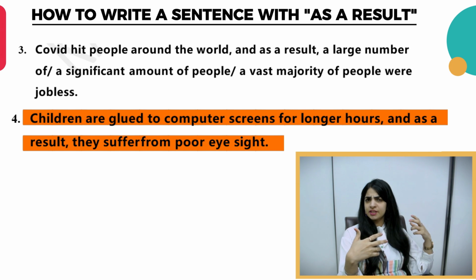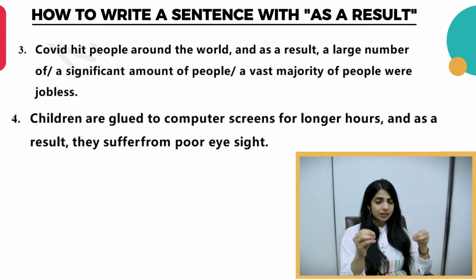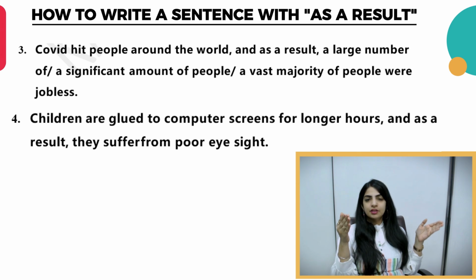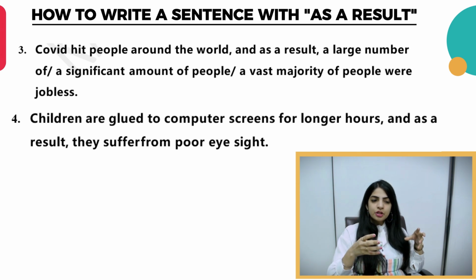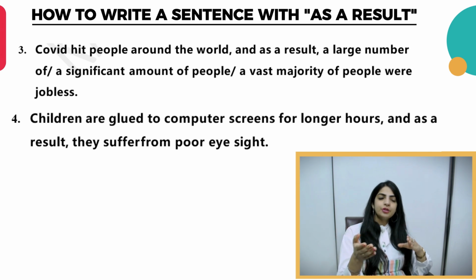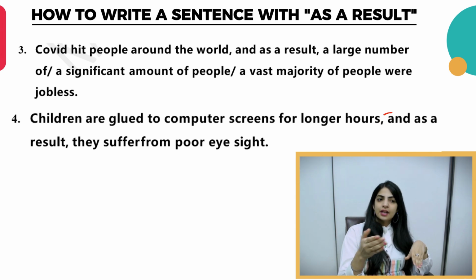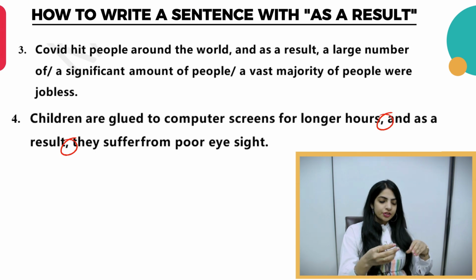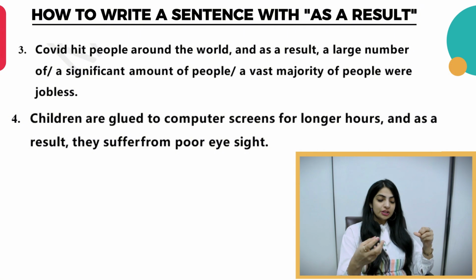So you see all these sentences have and as a result in the middle. Whenever I have used and as a result in the middle, the cause came before and the effect came after this phrase. And whenever I'm using this phrase, and as a result, I'm using a comma in front and a comma after that as well. So this is the way you're going to use this sentence.